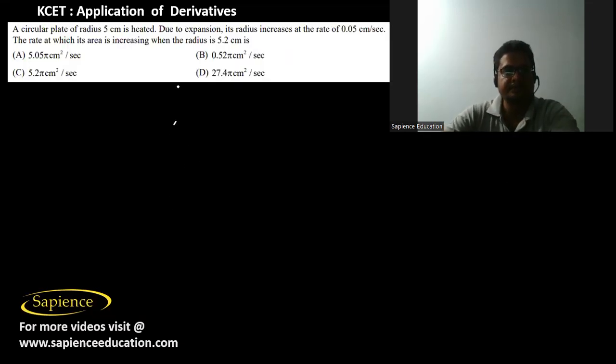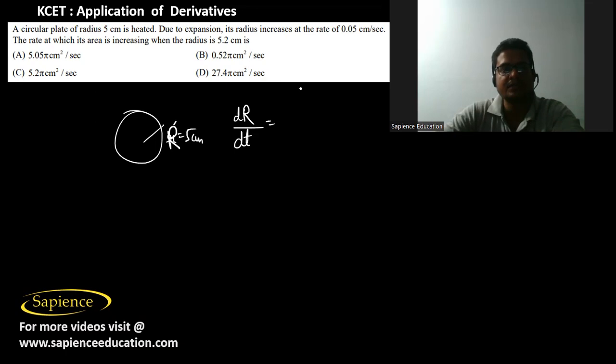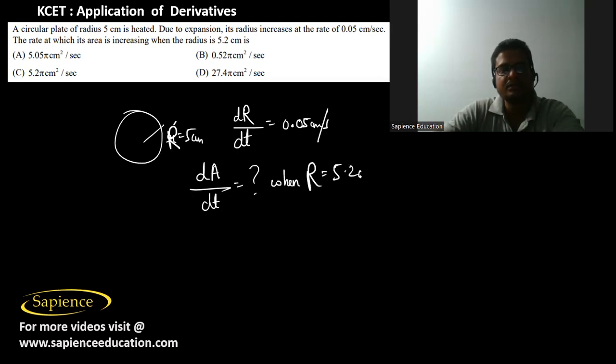Okay, so here it is told that a circular plate of radius 5 centimeter is heated. Due to expansion, its radius increases at the rate of dr by dt, that is 0.05 centimeter per second. Then the rate at which its area is increasing, so we have to find the rate of increase in the area when the radius is 5.2 centimeter.